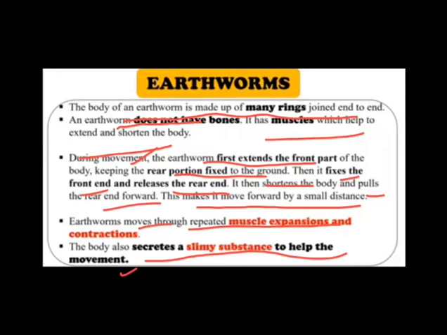And the earthworm has a liquid skeleton. On the undersurface of the body, a number of minute bristles are also present that help the earthworm get a good grip on the ground. And muscles attached to these bristles help them to contract the body. Okay, so let's see the diagram.